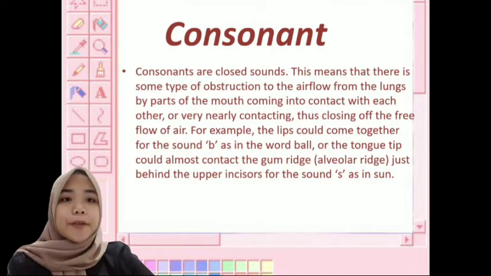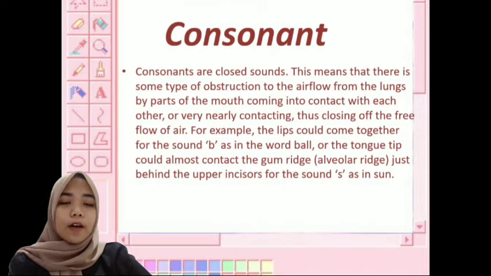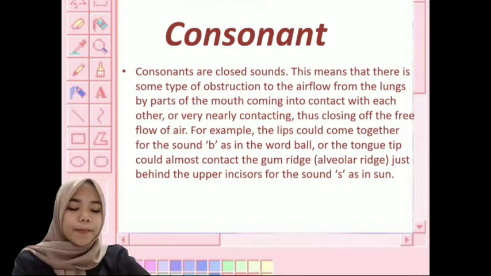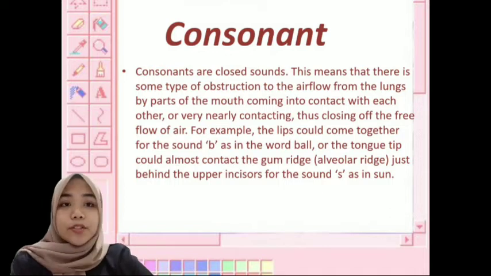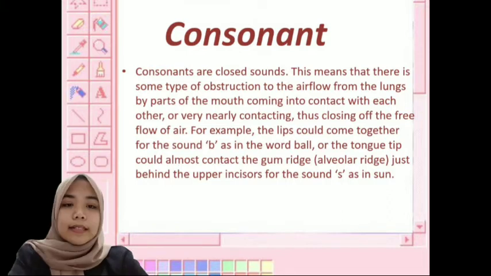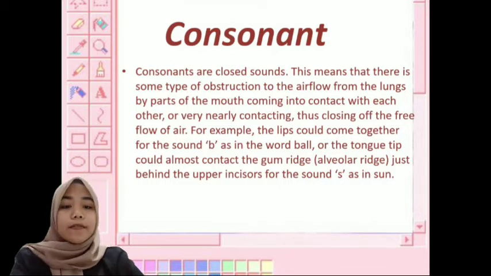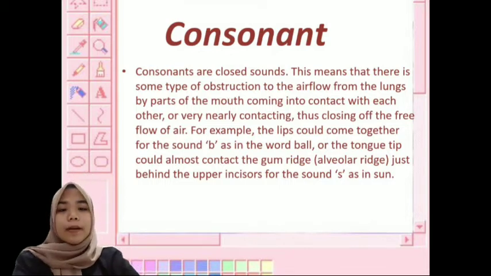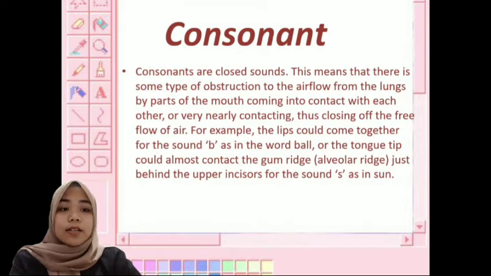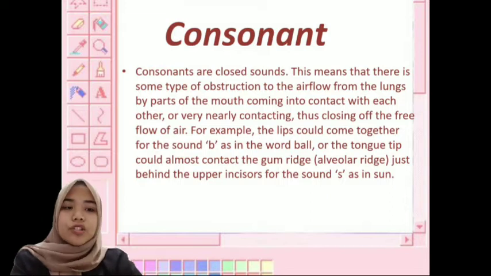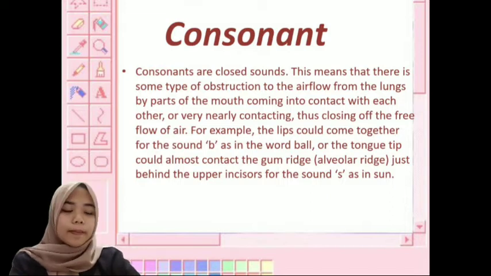Now, I will explain to you about the material of consonants. What is a consonant? A consonant is a speech sound that is not a vowel. It also refers to letters of the alphabet that represent those sounds. Z, B, T, G, and H are all consonants.